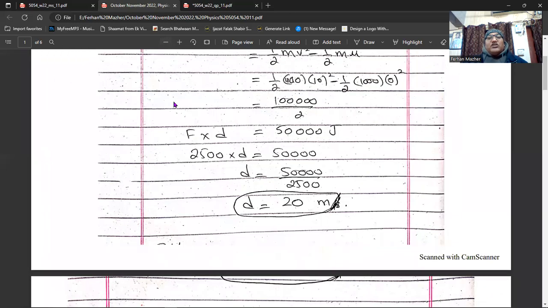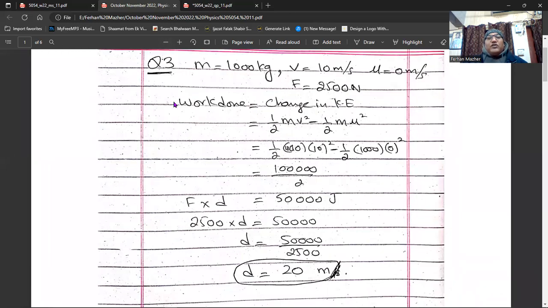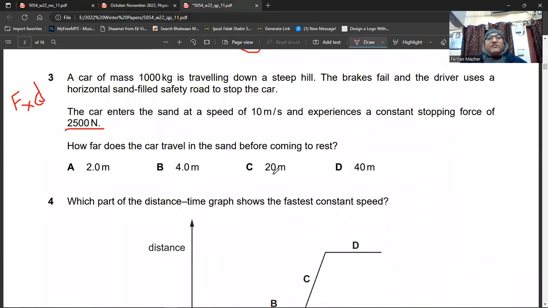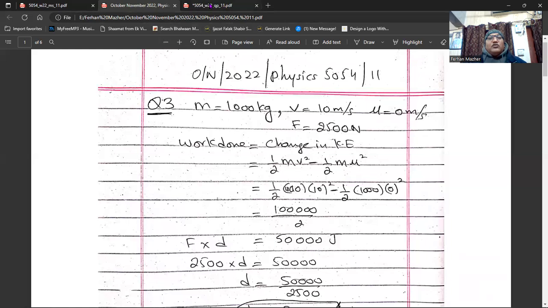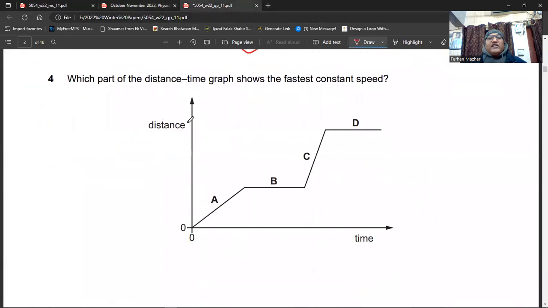So this is the solution, and I hope you understand. I think that 20 meter is the answer. 20 meter, do we have that here? So I think C is the choice. Question number 3, C is the right choice.